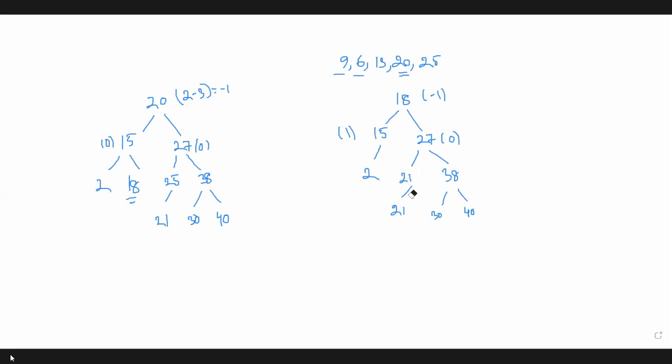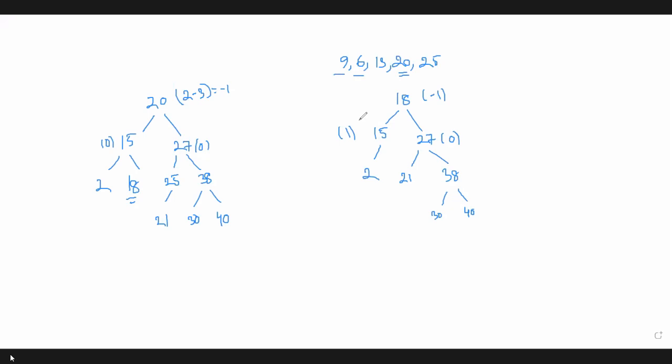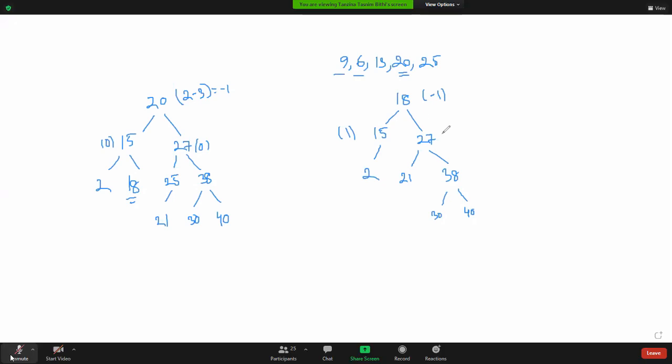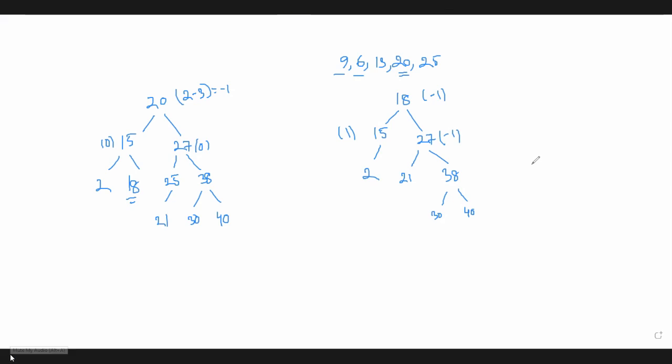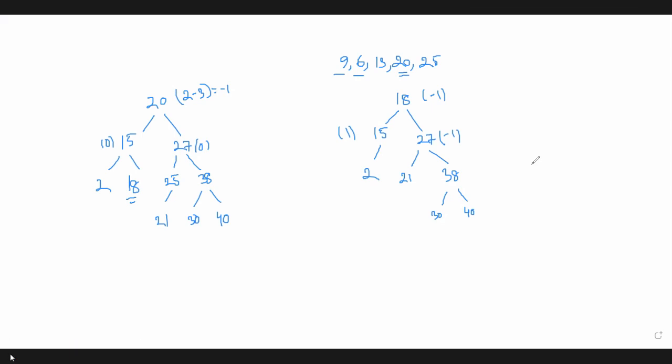Now again calculate the balance factor. For 27, the balance factor is minus 1. But still the tree is a balanced tree, as well as a BST, binary search tree. That means this is an AVL tree. So is it clear how to delete nodes from the AVL tree? Yes, ma'am. I want to know from all of you, is it clear?